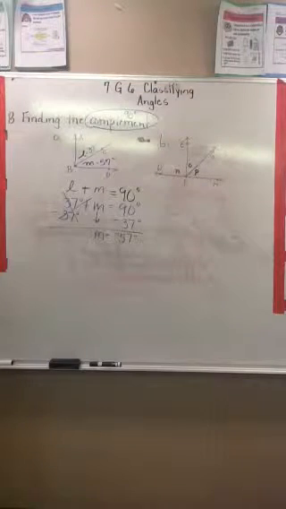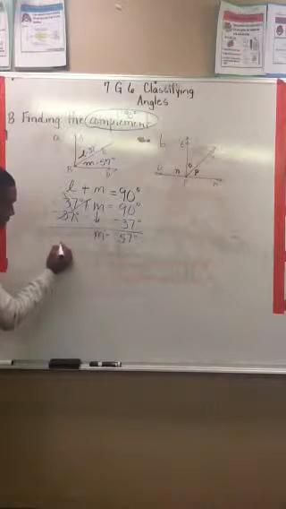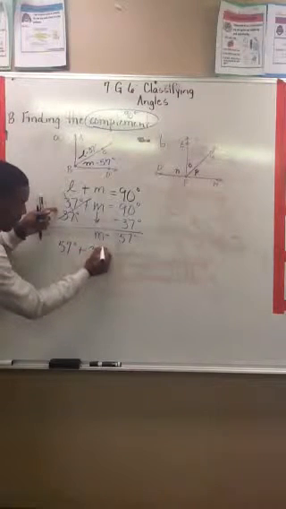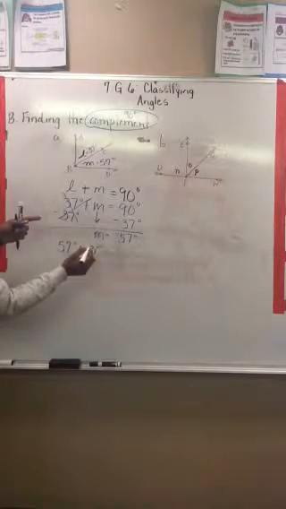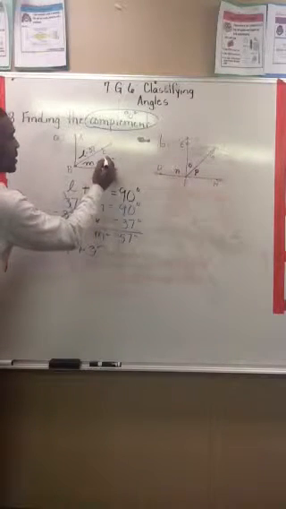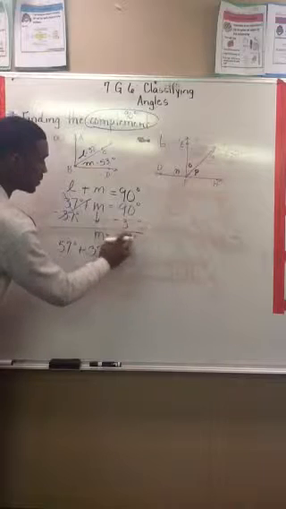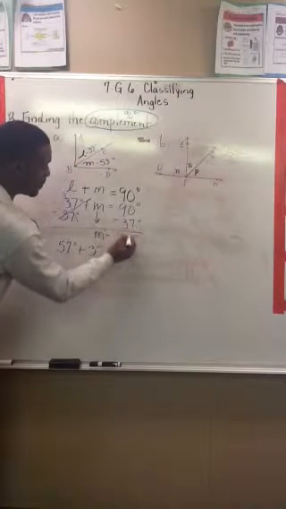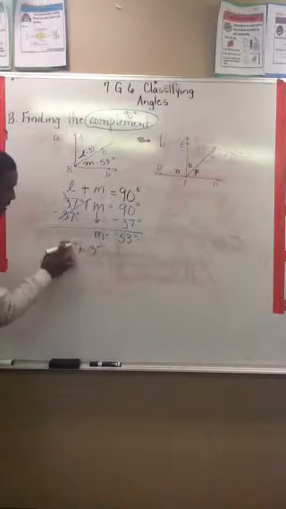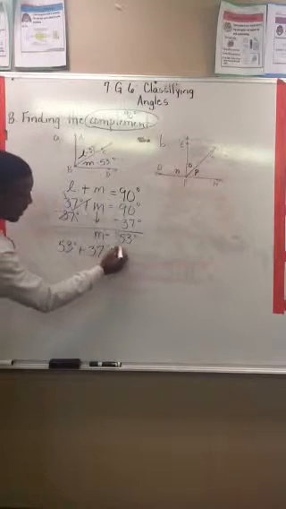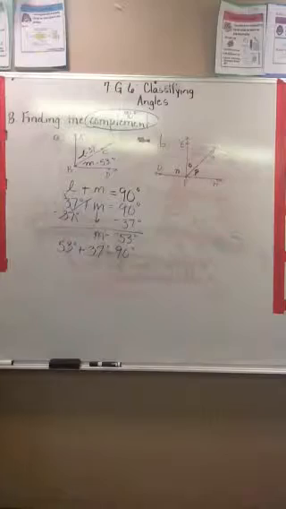Well, let's check it with addition. If I take 53 degrees and add it to 37 degrees, excuse me, this should be 53 degrees. Got ahead of myself. And I added 53 degrees plus 37 degrees. I should get 90 degrees. And I did.